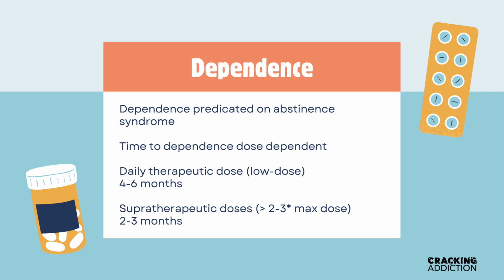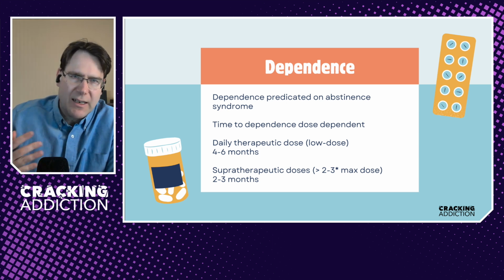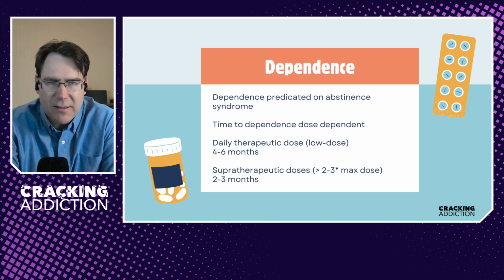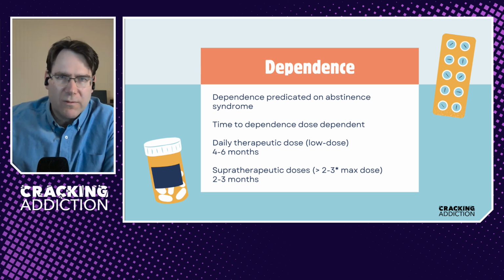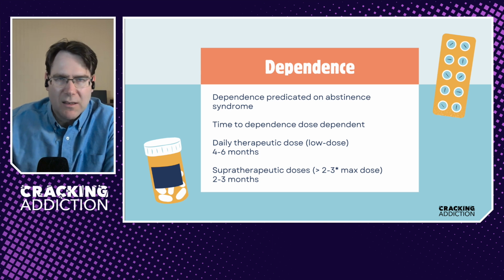Closely related to the concept of tolerance is dependence. So dependence is predicated on an abstinence syndrome. So in the context of benzodiazepine dependence, we need to understand that this is all about the withdrawal symptoms that you get when you stop using the benzodiazepines. And you can start getting to that dependent state, as I've said, if you're using daily doses, even therapeutic daily doses of benzodiazepines for more than 4 months. 4 to 6 months is kind of the time frame at which I would start thinking that this patient in front of me is now dependent on it.